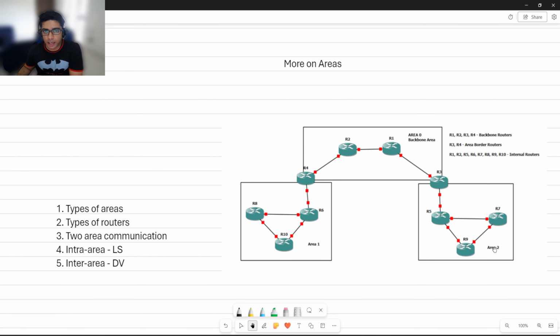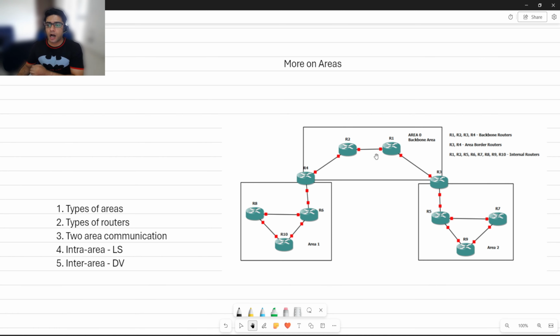Now we also saw about ABRs, area border routers. The condition for a router to become an ABR is that at least one of its interfaces should be a part of area 0, and at least one interface should be a part of a non-zero area. So here R3 and R4 are ABRs, wherein R4's one interface is part of area 0, R4's other interface is part of area 1. And we have internal routers as well: R5, R7, R9, R8, R6, R10, R1 and R2. They are internal routers, meaning that all their interfaces are part of the same area. That's what internal router means.